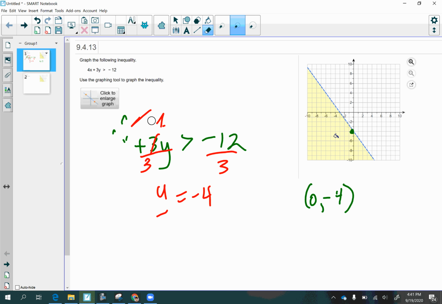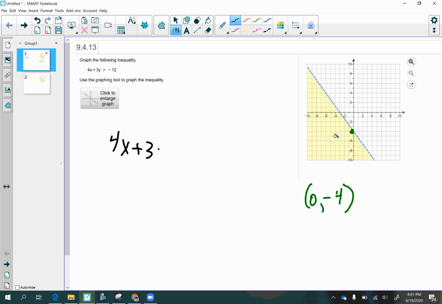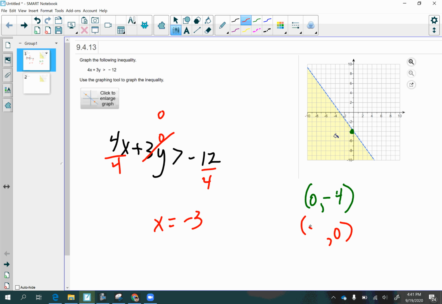We can also see that the x-intercept should be -3, basically for the same reason, because when we plug in a 0 for y, we're going to have a point with 0 in the y position, which means it's going to be on the x-axis. This entire term will zero out, and then we'll just divide by 4 on both sides to get x equals -3 as the point for my x-intercept.